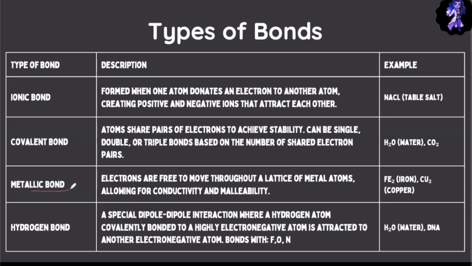Please note metallic bonds are electrons that move throughout the metal atom, and they're very conductive and malleable. Think of iron or copper.